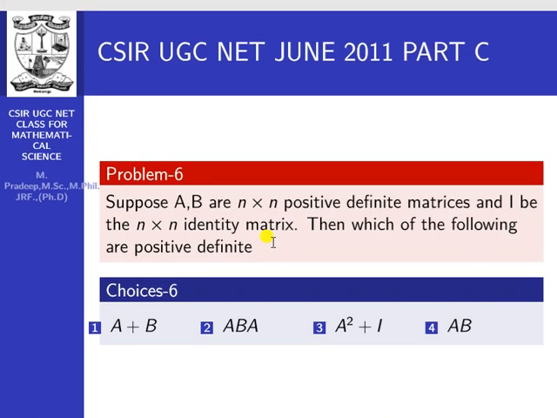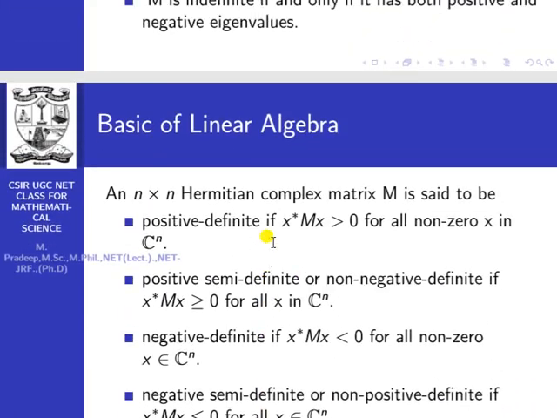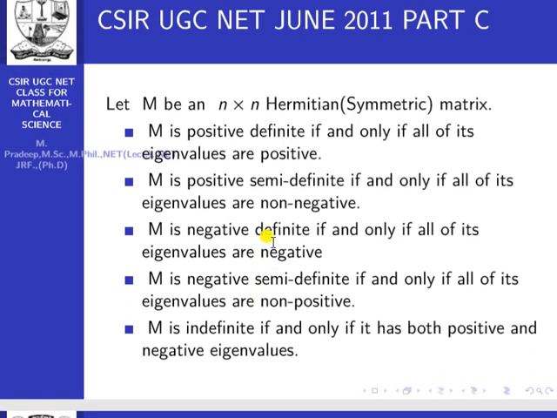அப்படினா என்ன definition தெரியணும். இது ரொம்ப very basic definition. Let M be an n by n Hermitian or symmetric matrix. M is positive definite if and only if all of its eigenvalues are positive. M is positive semi-definite if and only if all of its eigenvalues are non-negative. Non-negative means the eigenvalues are 0 or positive. Okay, 0 inclusive.